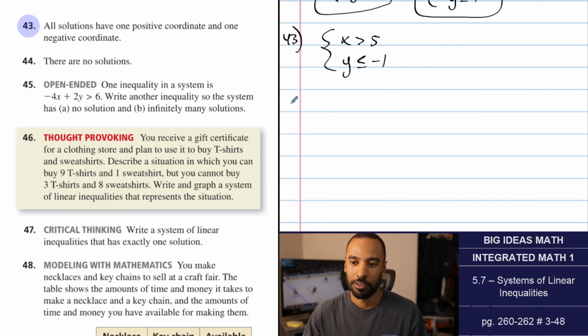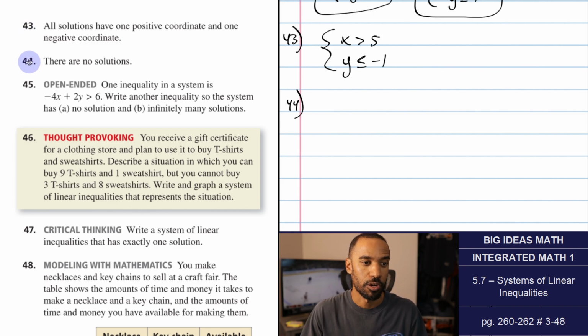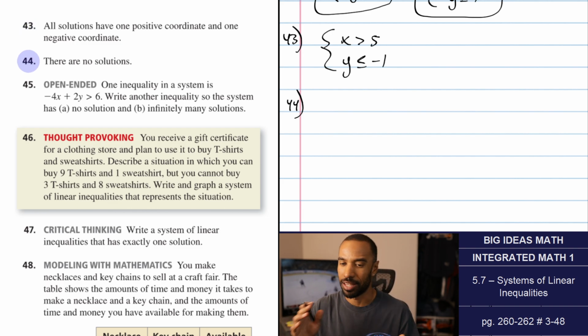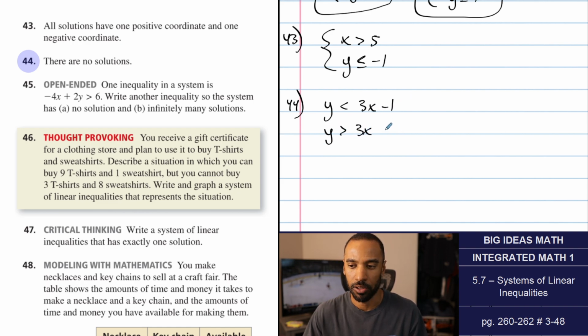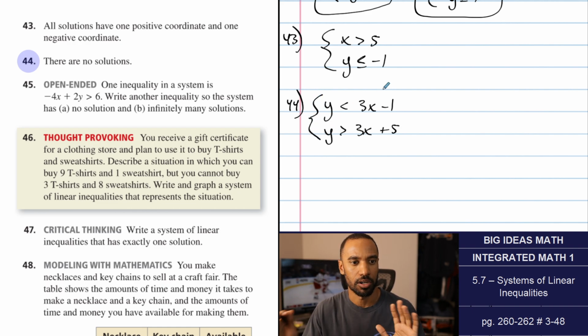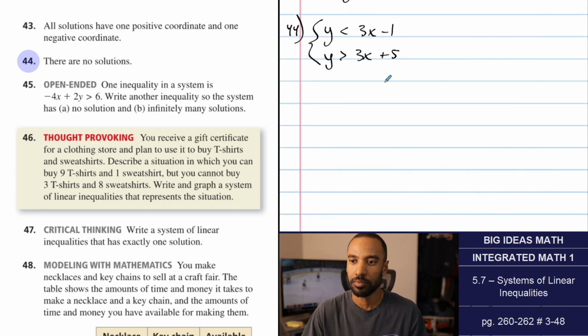Okay, number 44, there are no solutions. Well, to have no solutions, we have to be like above a line and less than a line, something like that. So we can do y is less than 3x minus 1, and then y is greater than, have to be parallel but above it, 3x plus 5. That would be an example of a system there. No solutions. That's a quick set.